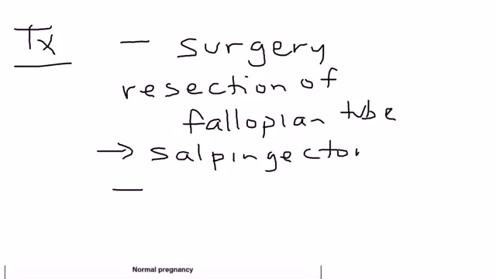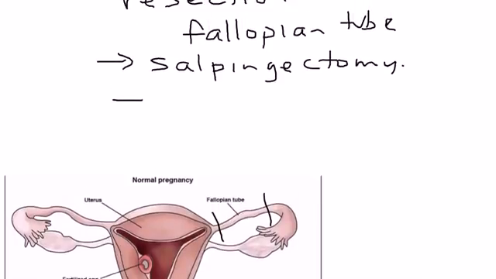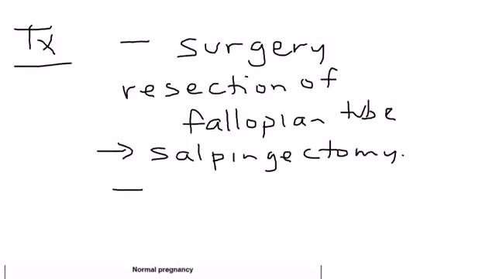Salpingectomy. And what that just means is just a resection of the fallopian tube. You just cut out that portion, assuming the ectopic pregnancy is there. The second thing is with the medication known as methotrexate.